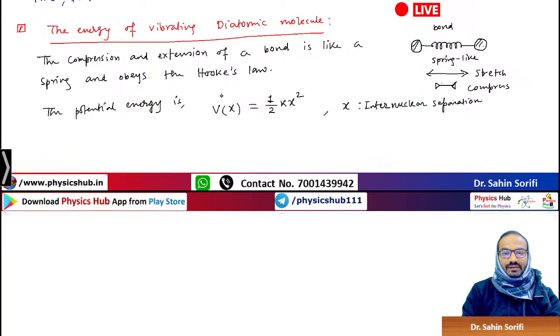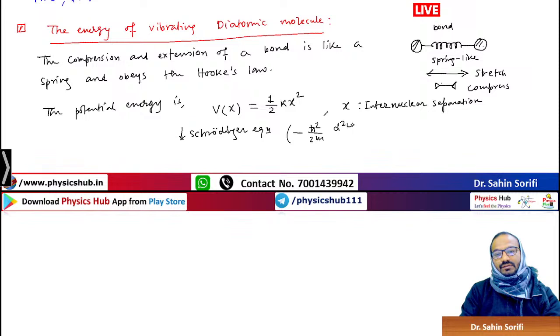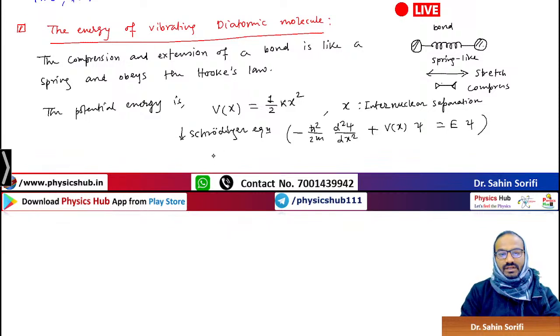Now, if you put this potential into the Schrodinger equation, minus h cut square by 2m d square psi by dx square plus V of x psi equals E psi, you will get a solution, right? The Schrodinger equation will give a solution, in terms of eigenvalue and eigenvector.